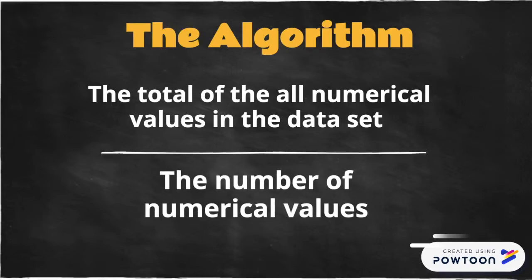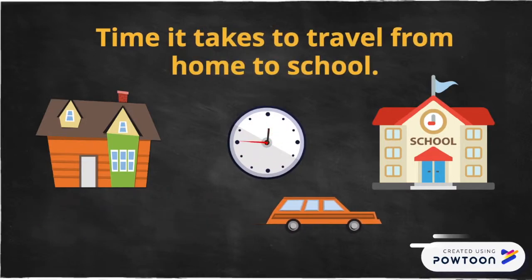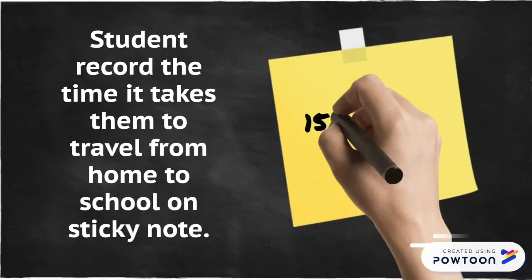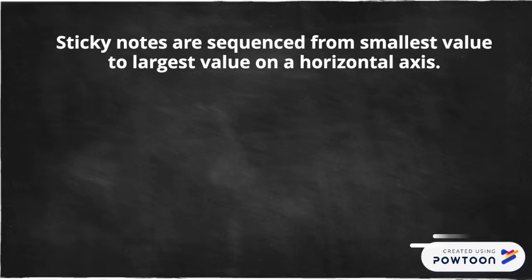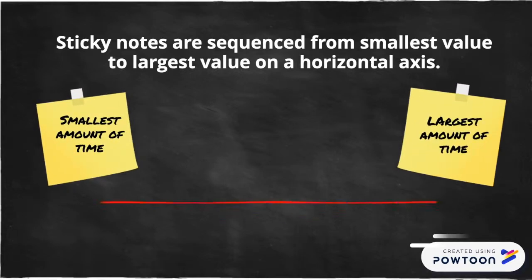Let's put this into practice. An effective scenario that can be applied in your classrooms to gather numerical data and find the mean is the time it takes students to travel from home to school. Begin by asking each student to record the time it takes to travel from home on a sticky note. These sticky notes will be sequenced from the smallest to the largest value on a horizontal axis.